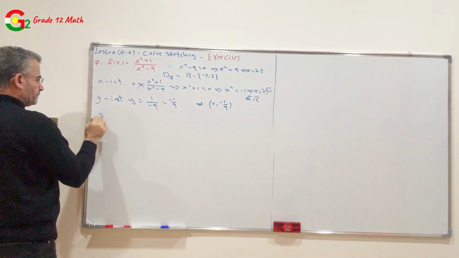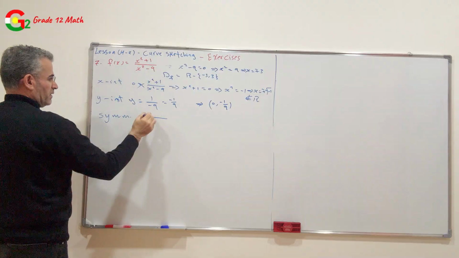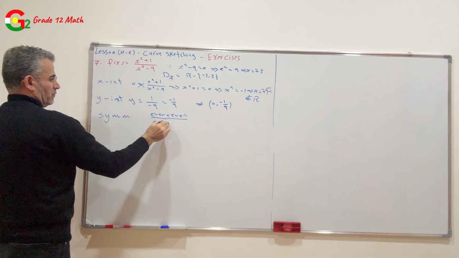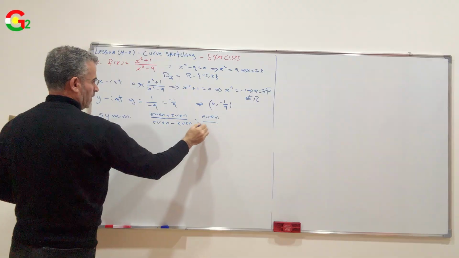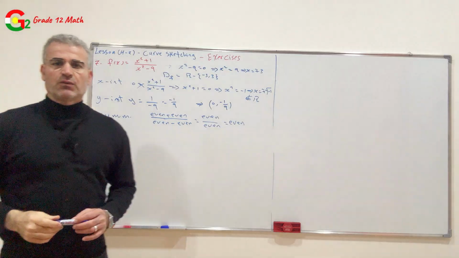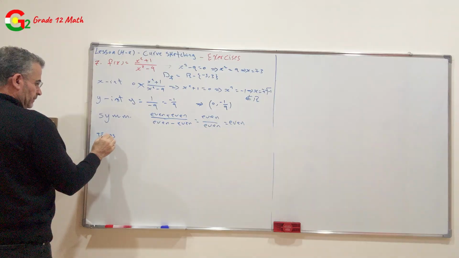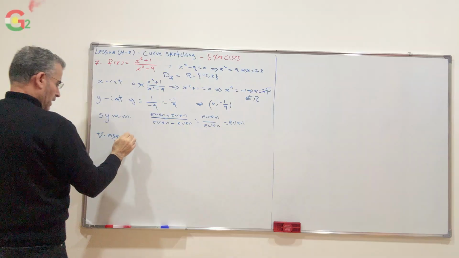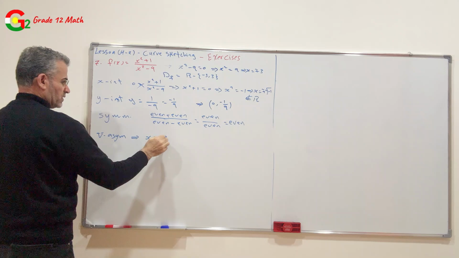For symmetry, the function is even plus even over even minus even, which is even over even, which is even. Therefore, the function is symmetric with the y-axis. For vertical asymptote, we set the denominator equal to 0. We solved it here. The function has two vertical asymptotes, x equals plus or minus 3.